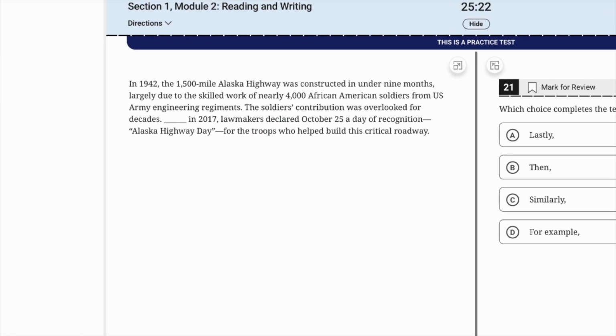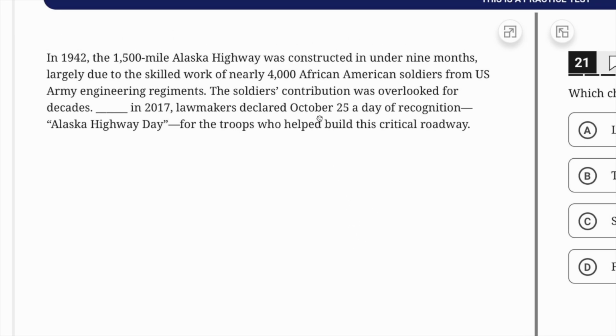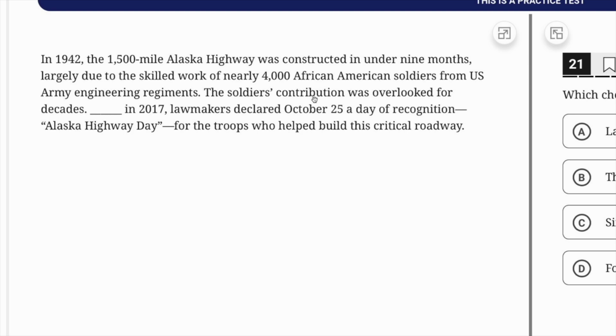On to the transition words. So in 1942, this highway was constructed in under 9 months, largely due to the skilled work of all of these soldiers from the U.S. engineering regiments. The soldiers' contribution was overlooked for decades. Blank. They declared this as a day of recognition. So it's either going to be a contrast or something like eventually, because it took a long time for their contribution to be recognized. So it was overlooked. It was finally recognized.